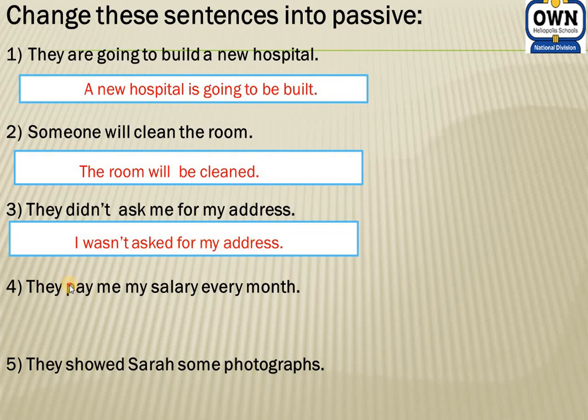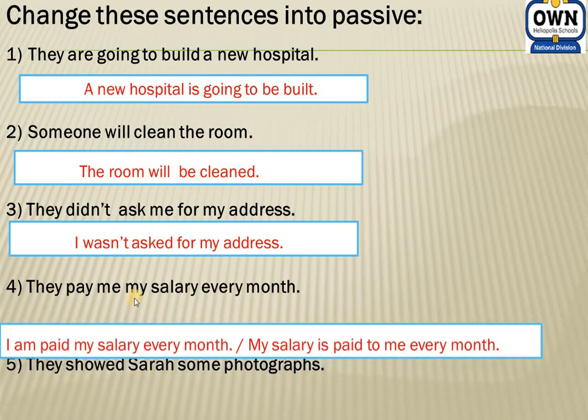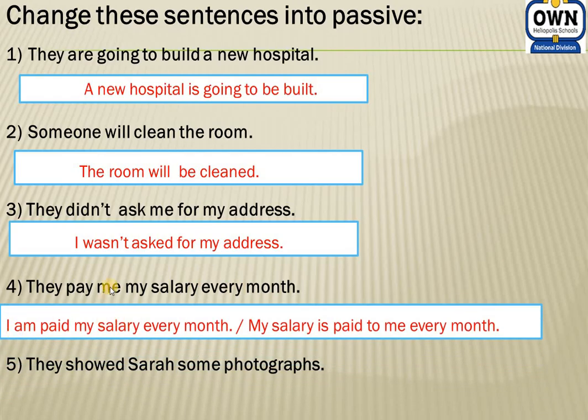Number 4. They pay me my salary every month. They is the subject, pay is the main verb, me is the object, and my salary is another object, every month. The answer is like this. If we take me as the subject: I am paid my salary every month. And with the other object, my salary: my salary is paid to me every month. This sentence has two objects.